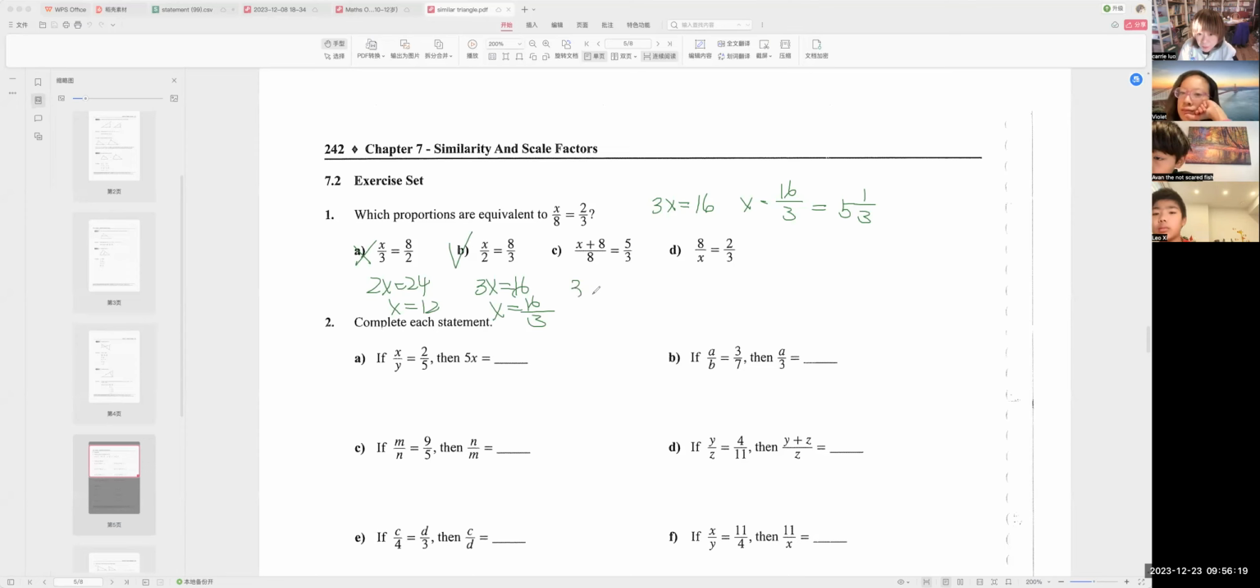So let's see. 3x plus 24 equals 40. You understand, Evan? Every single one needs to be times 3, okay? So 3x equals 16. So x equals 16 over 3. So C is also right. So D equals 2x equals 24, x equals 12. So D is not right. So the answer is B and C.